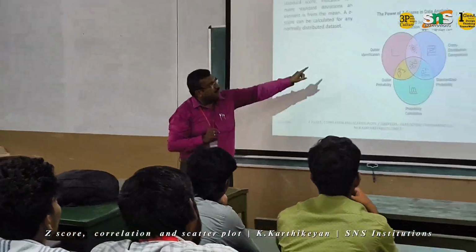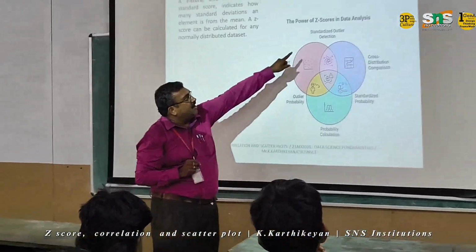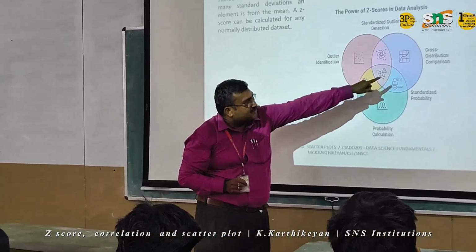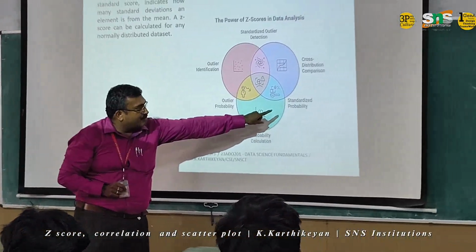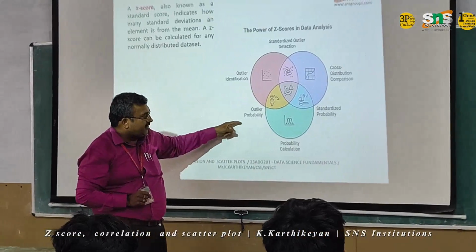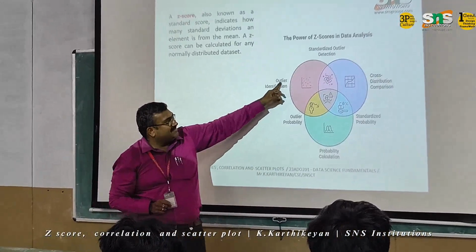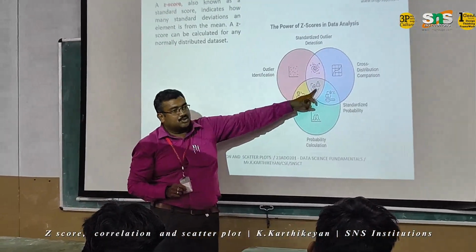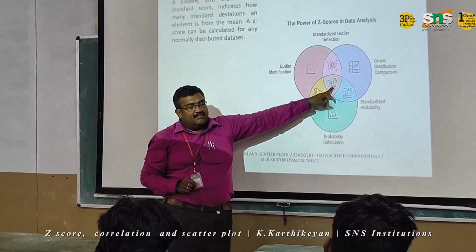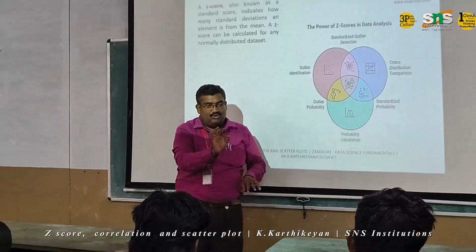And second thing, the power of result score data is standardization, outlier reduction, cross distribution comparison, standard probability, outlier probability, probability calculation, and outlier identification. This is the maximum based on your result score. Okay. For example, there is no problem. 0 or 1. That's all.